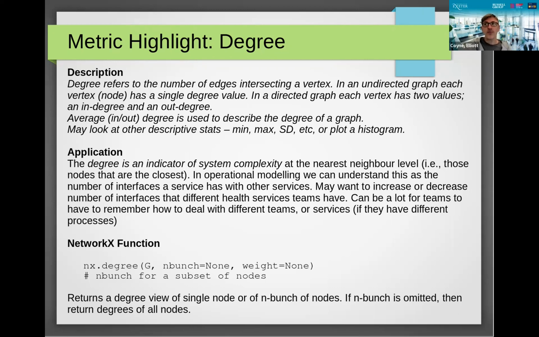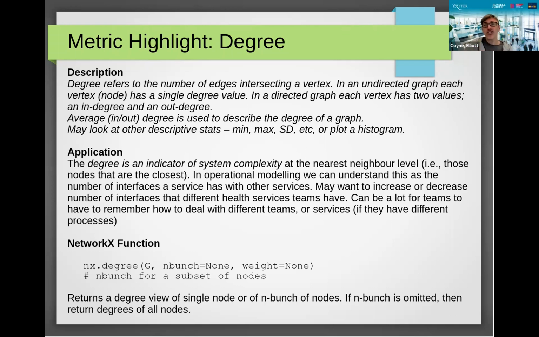And then with this, we may take it one step further, and we might start doing some descriptive statistics and go for each node: what is the minimum number of connections? What is the maximum number? Standard deviation in the number of connections it has. Or you may even want to plot a histogram so you can see where the average will fit. And it really is an indicator of system complexity at the nearest neighbor level. And that really means it's referring to those nodes to which it is closest.